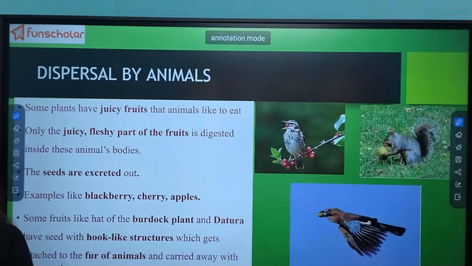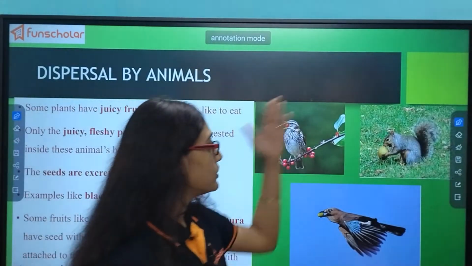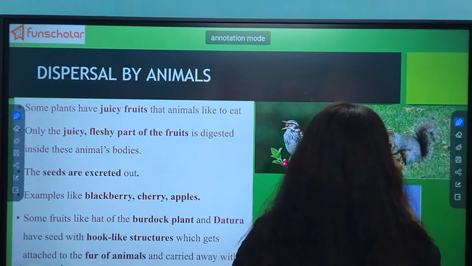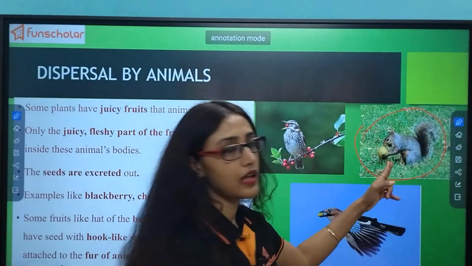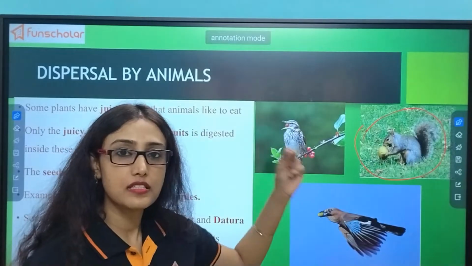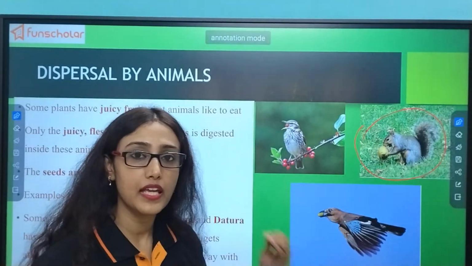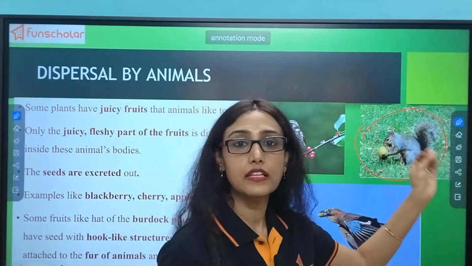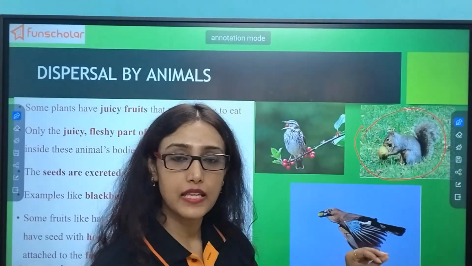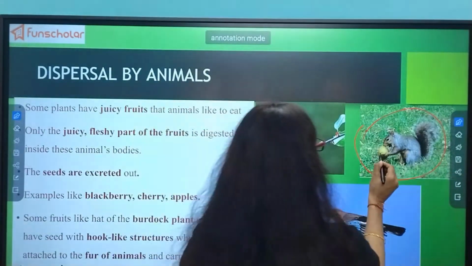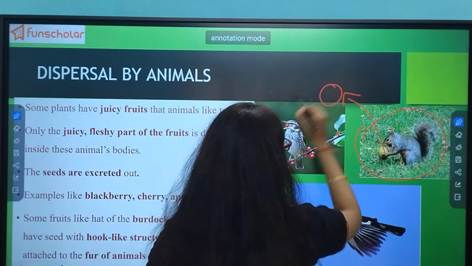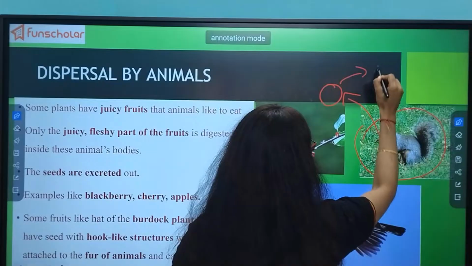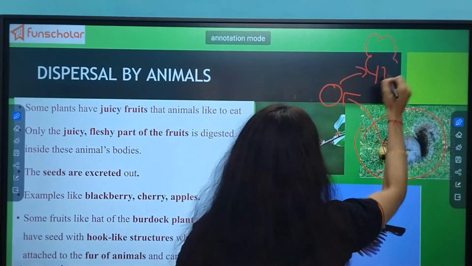Dispersal by animals. I have just now told you, just look at the picture. The squirrel is eating its nut, and after eating the nut, do you think it will eat the seed also? The seed is very hard, so it does not eat the seed. After eating the fruit, the seed is thrown by the squirrel, and if the seed gets favorable conditions, it will ultimately grow into a tree.